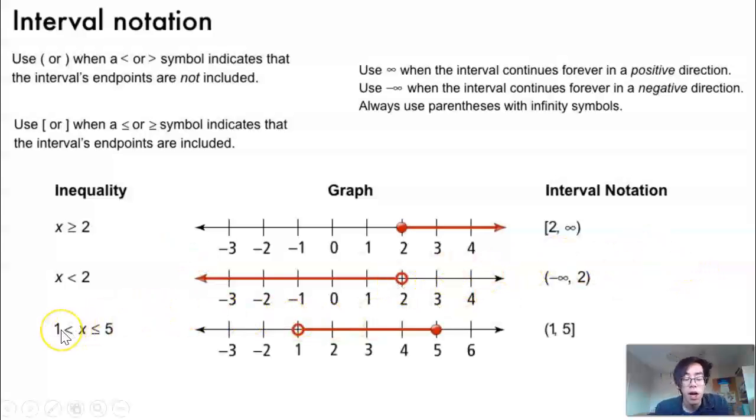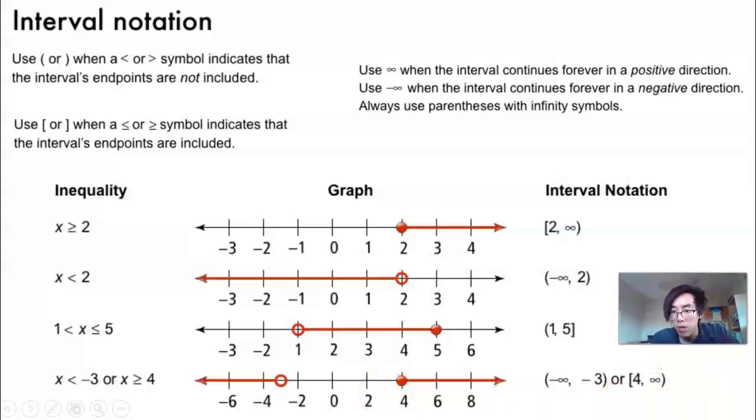Let's look at this one, a compound inequality. 1 is less than x is less than or equal to 5. Okay, so right here you're only going to write the endpoints. That's the main thing you need to pay attention to when you're writing interval notation. Okay, so I see that 1 is an open dot, that's going to be parentheses, and 5 is a closed dot, that's going to be brackets. Okay.